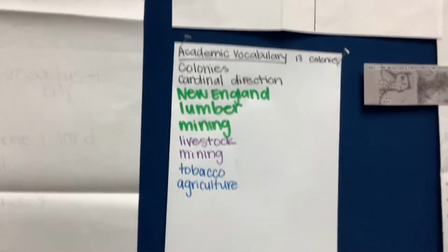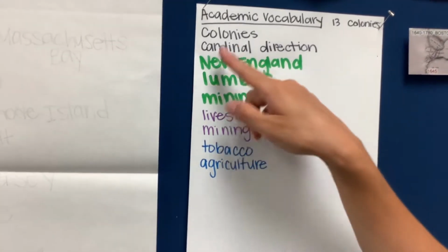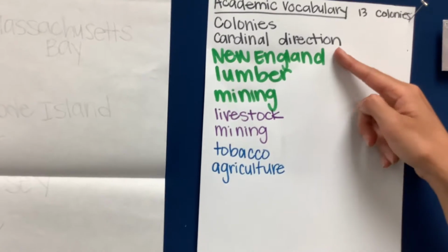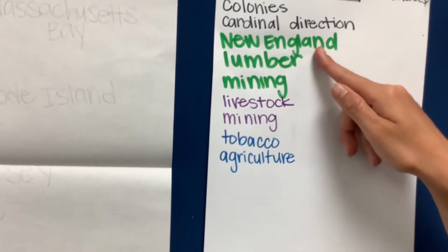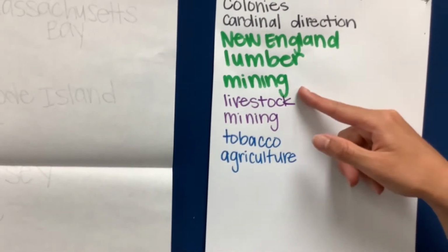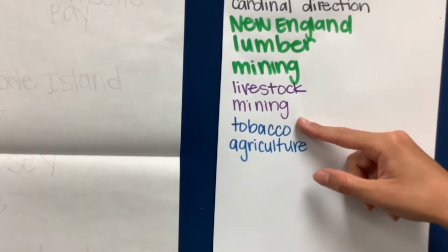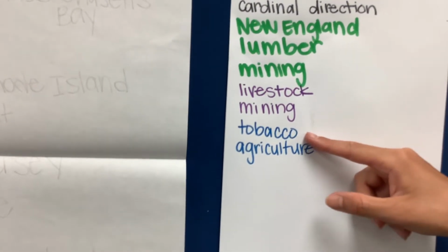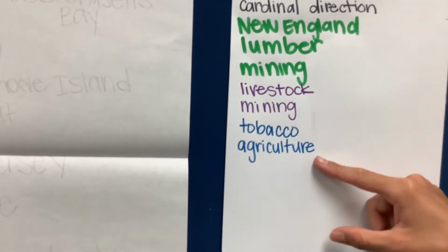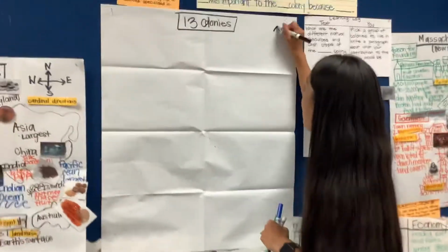Now we're going to go over some of the academic vocabulary. Our first word is colonies. Repeat that. Colonies. Our next one, repeat after me. Cardinal direction. New England. Lumber. Mining. Livestock. Tobacco. Agriculture.